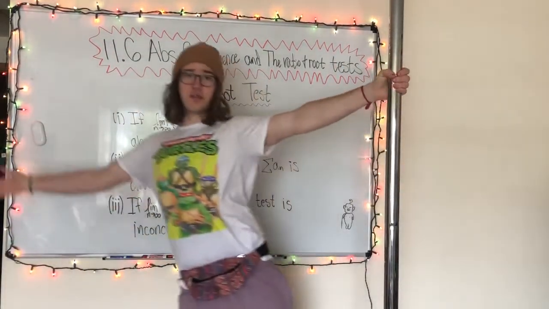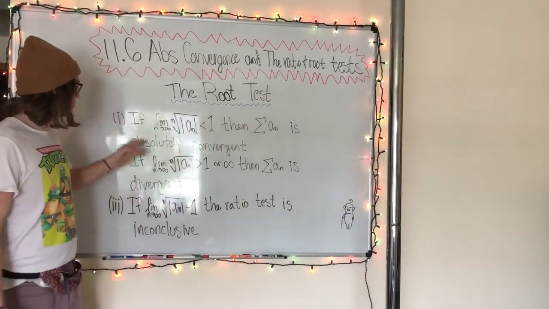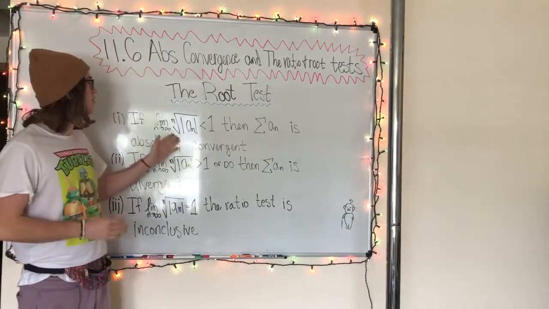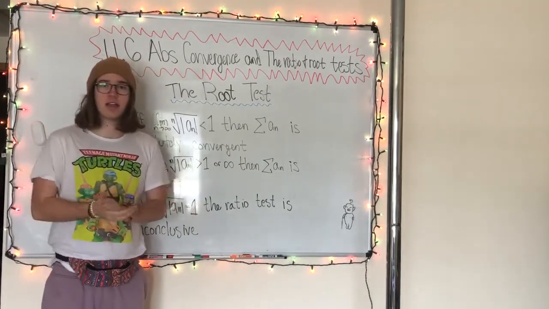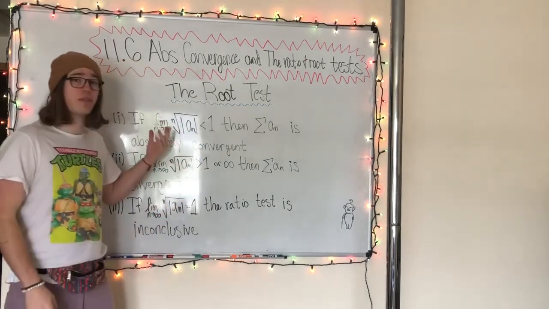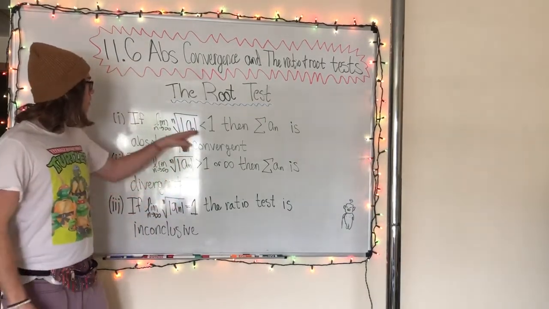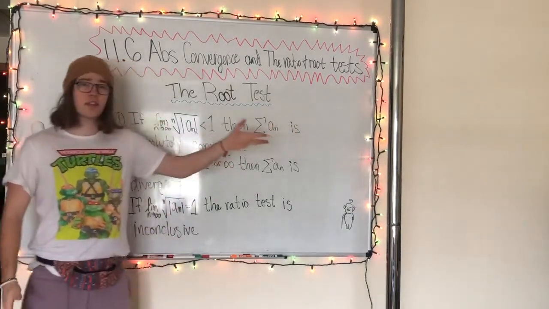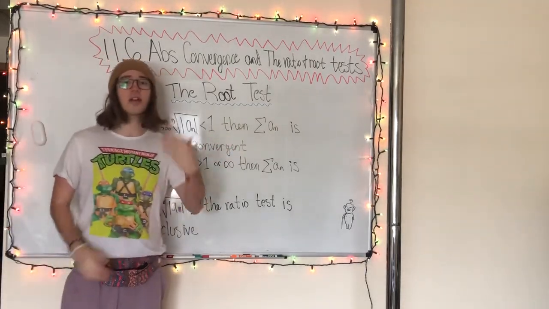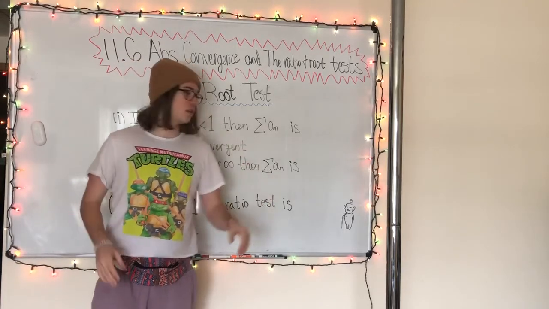Now, onto the root test. It's basically the same thing, except what changes? Well, now we take the nth root of the absolute value of a sub n. Instead of comparing two terms, we're just taking the nth root of the absolute value of one term, the nth term. If that's less than 1, then the series, the sum from 1 to infinity of a sub n, is absolutely convergent. And if it's absolutely convergent, we know it is then convergent.